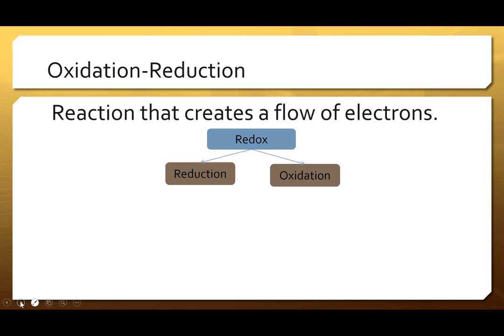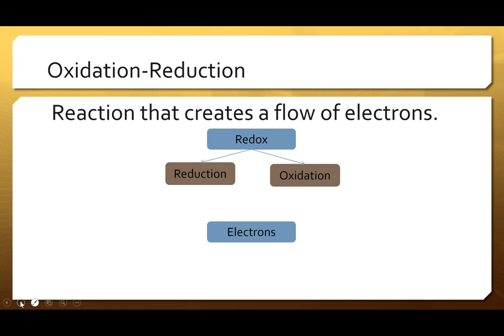So in a redox reaction, there's going to be some sort of oxidation that takes place, some sort of reduction that takes place. You cannot have one without the other. Both have to be present. If somebody's getting reduced, somebody else is getting oxidized. If somebody's oxidizing, somebody else is getting reduced, so on and so forth.